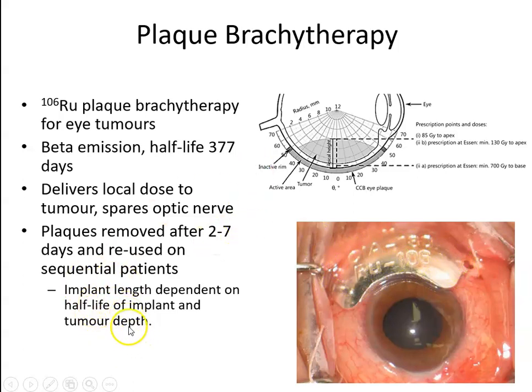The time it sits on the patient's eye is dependent on how deep the tumour is, and you want to get, in this case, 130 grays of radiation to the tip of the tumour, which might be here about 6mm from the implant. So all of these things have to be taken into account, but basically you stitch on the plaque, leave it in place, and then remove it a bit later, hopefully when the tumour is dead.